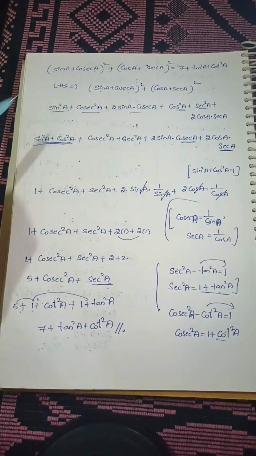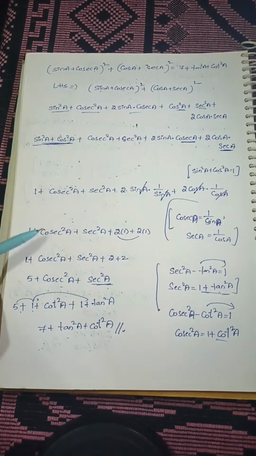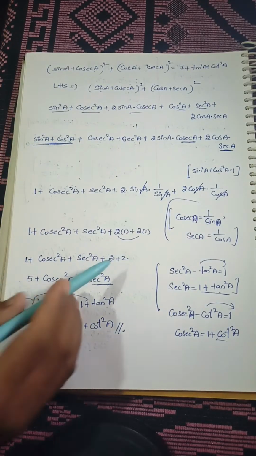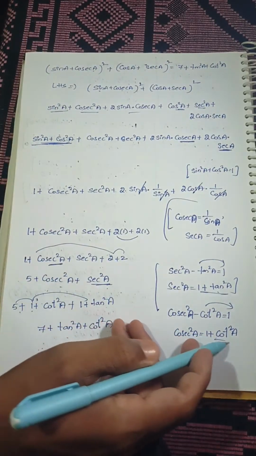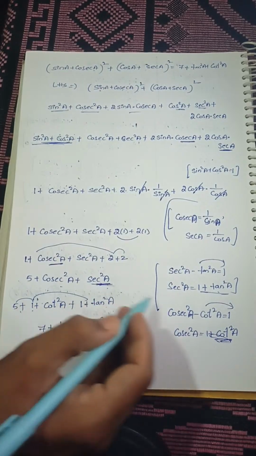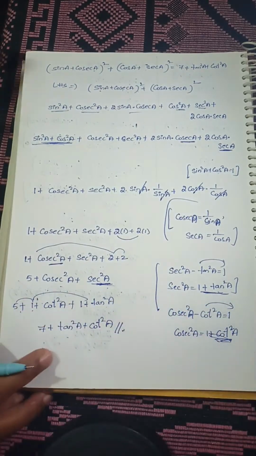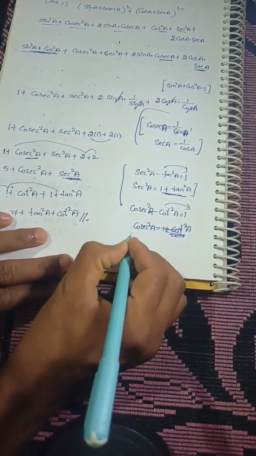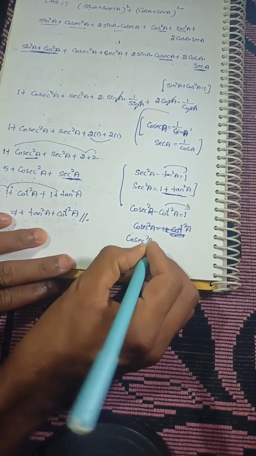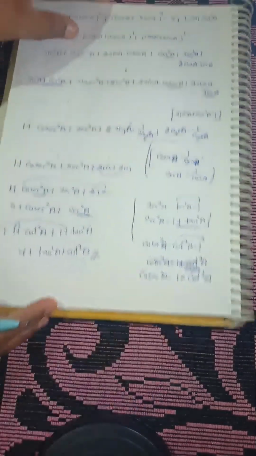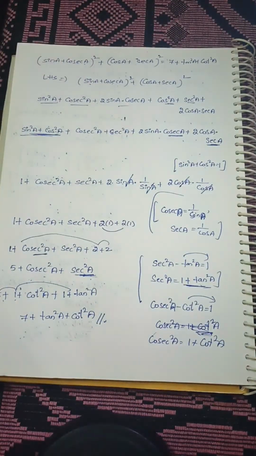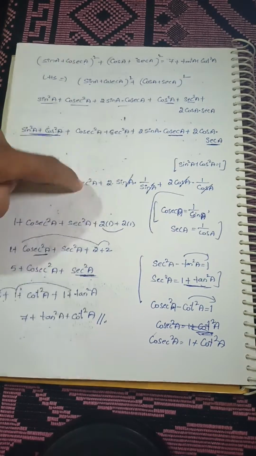Down, 7th line. 5 6 7, here 2 plus 2 is 4, 4 plus 1 is 5. In place of cosec square we are writing 1 plus cot square. In place of secant square we are writing 1 plus tan square. Cosecant square A is equal to 1 plus cot square A. That's it. This step here, this one.